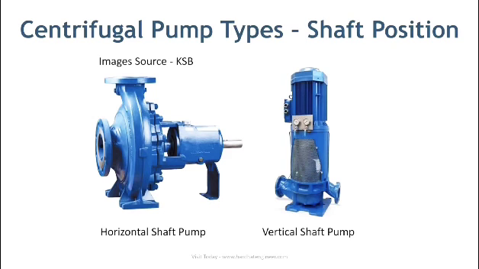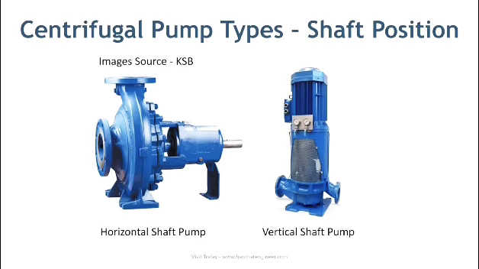Horizontal pumps are more widely used as they are easy to maintain. In this type, the shaft is in a horizontal plane. The impeller can be overhung or between bearing type. The image shows both types.